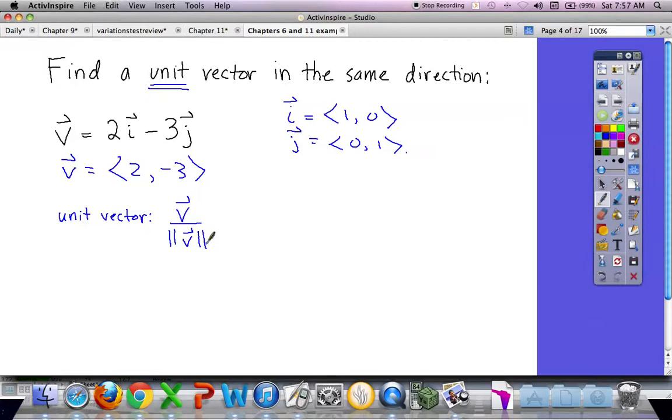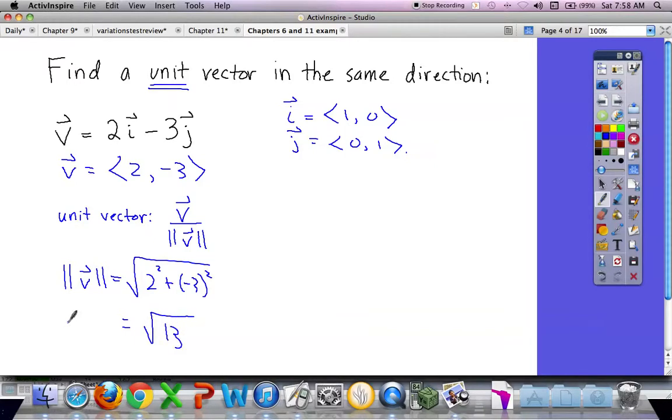So how do you find the magnitude of a vector? You take the magnitude of v. In class we kept saying, do the Pythagorean theorem, which is kind of right. It certainly looks like that. I'm taking the square root of 2 squared plus (-3) squared. And that is the square root of 13.